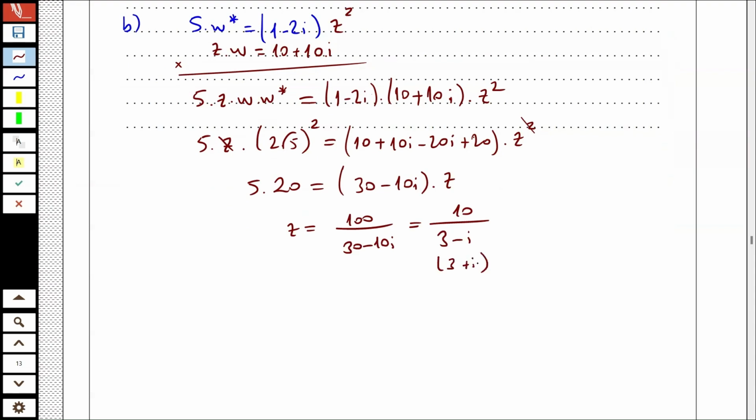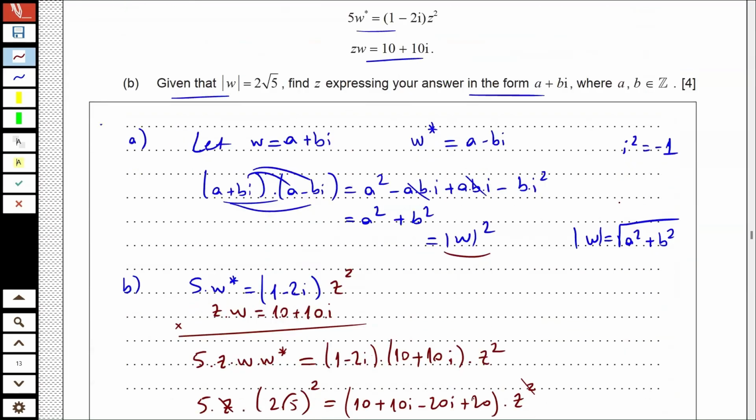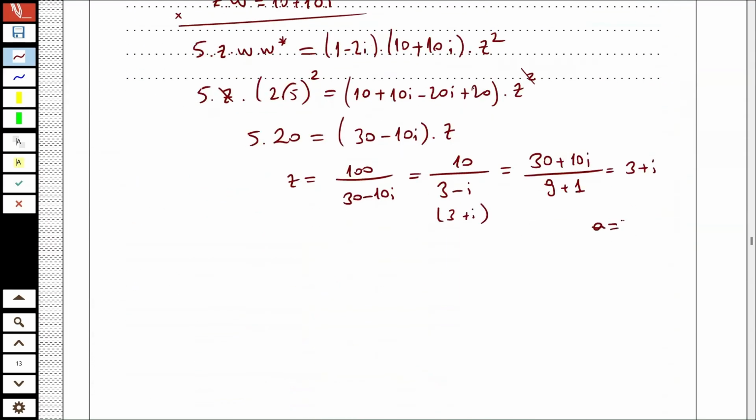So if we multiply both sides by 3 plus i, it will be 30 plus 10i divided by 9 plus 1, which is going to be 3 plus i. And we found A and B. A is 3, B is 1.